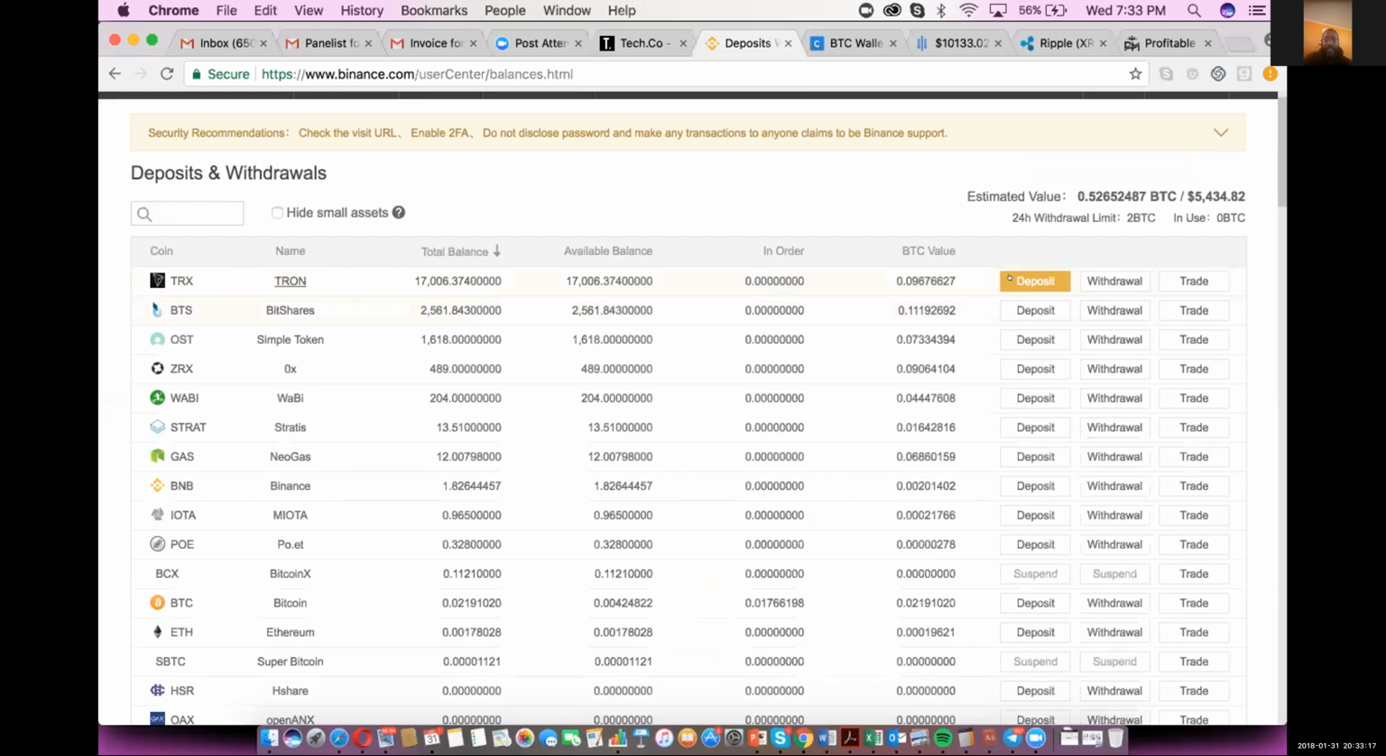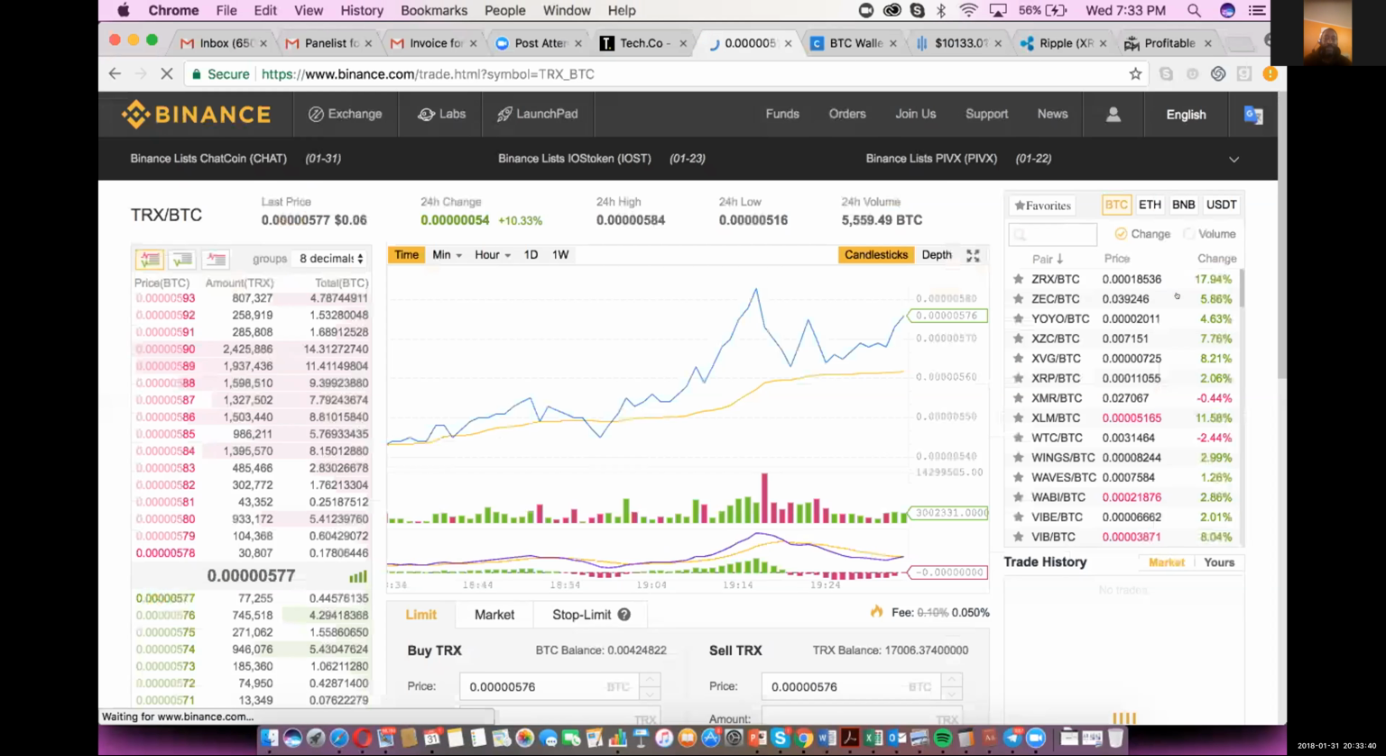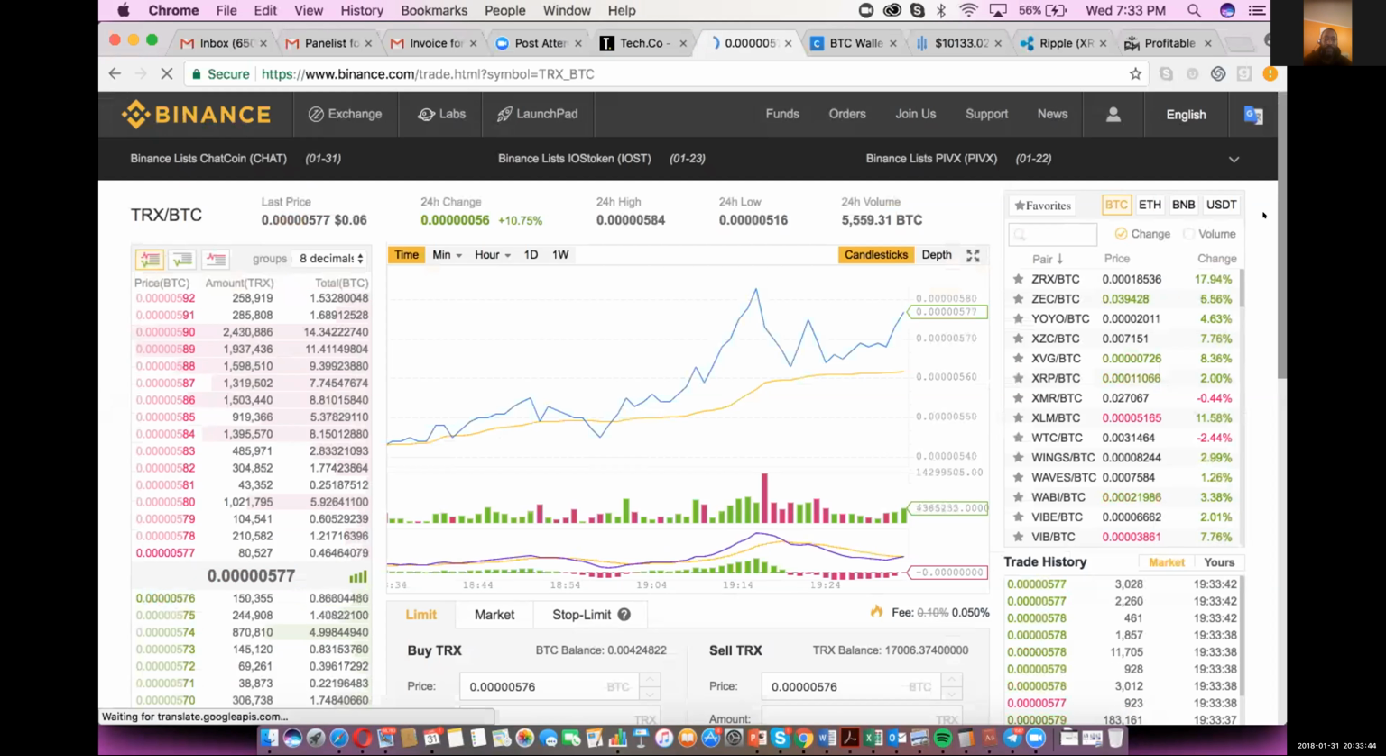Once you find that coin, if you would go over to the right side where you see trade, if you tap on trade, it'll give you an option if you want to buy it with Bitcoin or Ethereum. From there, if it's Bitcoin, you would hit Bitcoin, and it'll take you over to the trading side. So you'll be trading your Bitcoin for that particular altcoin.